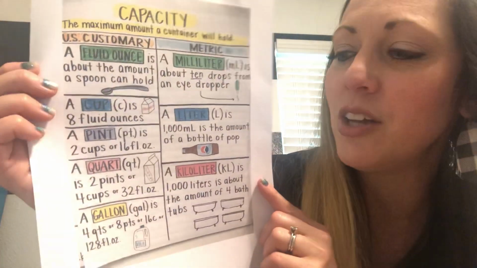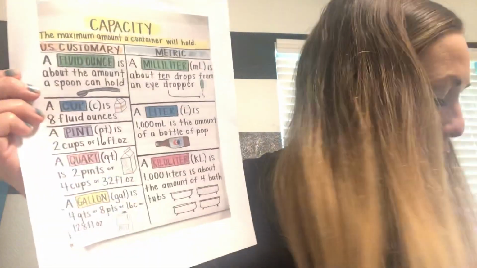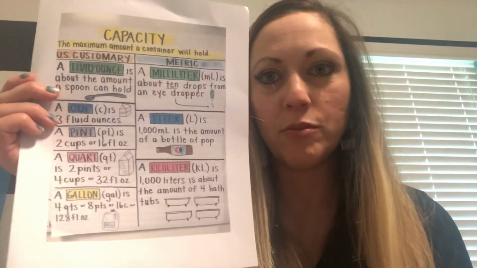For a quart, you can think about your parents' creamer, and guess what? I have an example right here of a quart. And then for a gallon, I'm sure you're used to seeing, oh my goodness, guys, this is a gallon of milk, right? Oh my goodness.